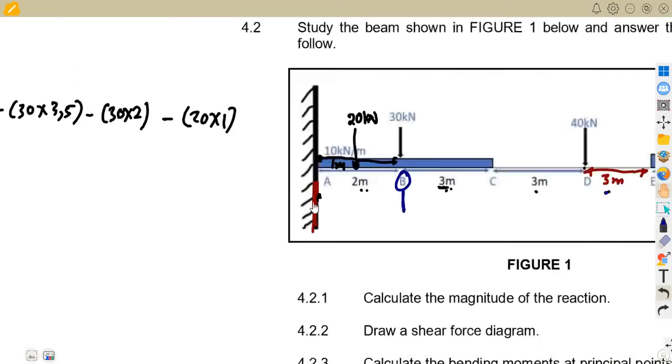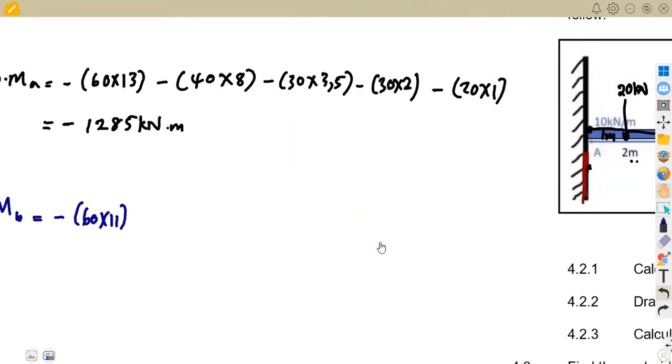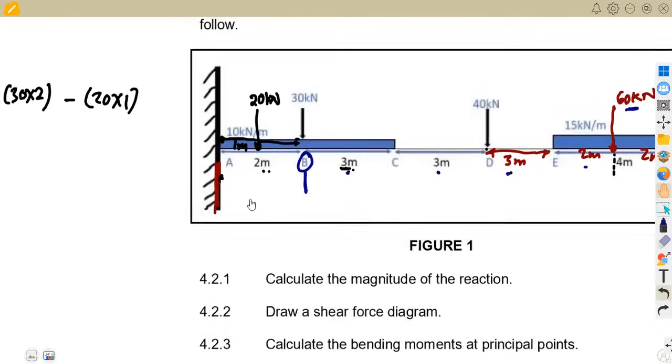Then we move on to 40 back to B. So the 40 here, we are going to refer back to B. So the distance here is 3 and 3, which is 6. So that's negative 40 times 6. So it's going to be negative 40 times 6.